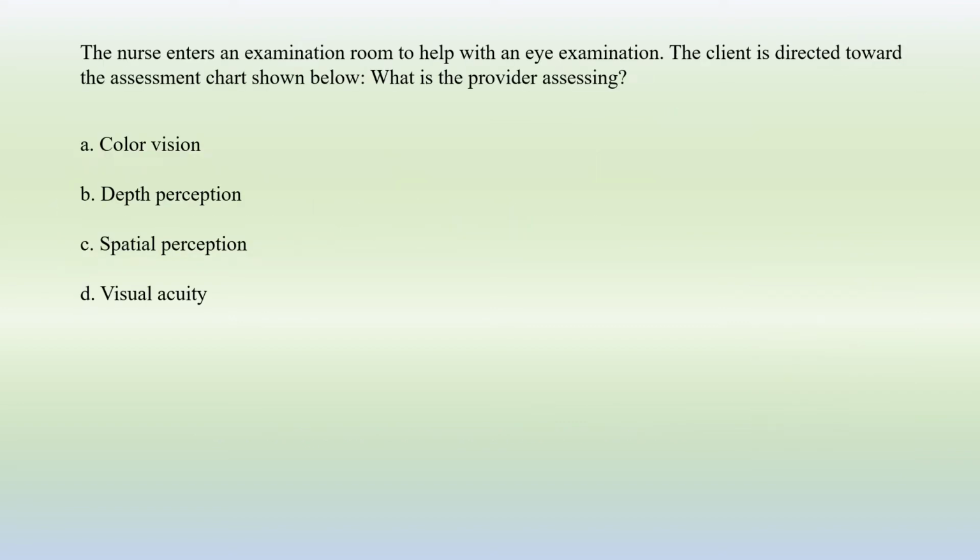The nurse enters an examination room to help with an eye examination. The client is directed toward the assessment chart shown below. What is the provider assessing? A. Color vision. B. Depth perception. C. Spatial perception. D. Visual acuity.